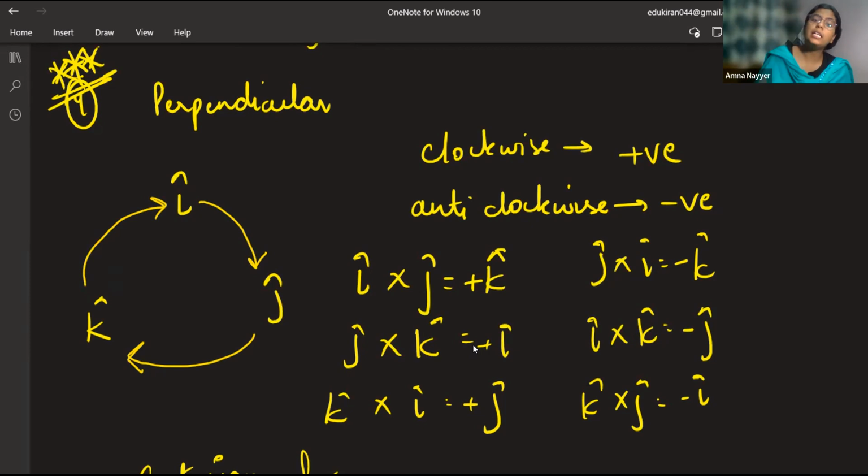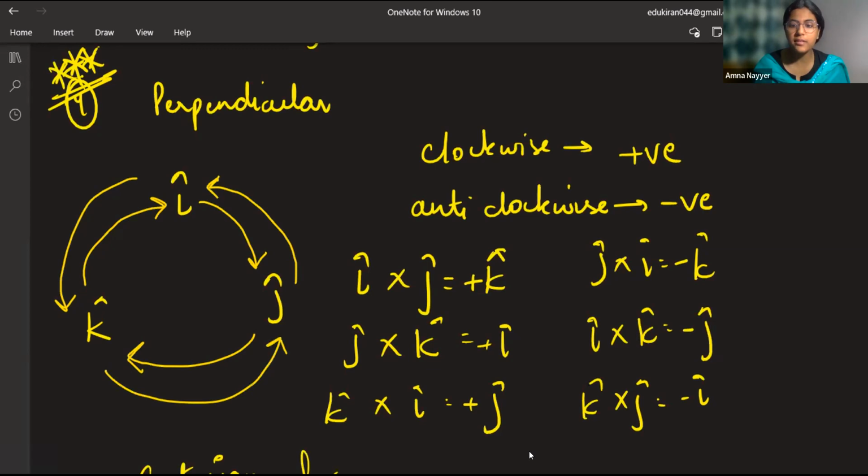But let's move anti-clockwise. Now you will be writing minus. If it's j cross I, what is the quantity left? K cap, but now with a negative sign. I cross k, which quantity is left? J cap with a negative sign since we are going anti-clockwise. So k cross j, this will become minus I cap.